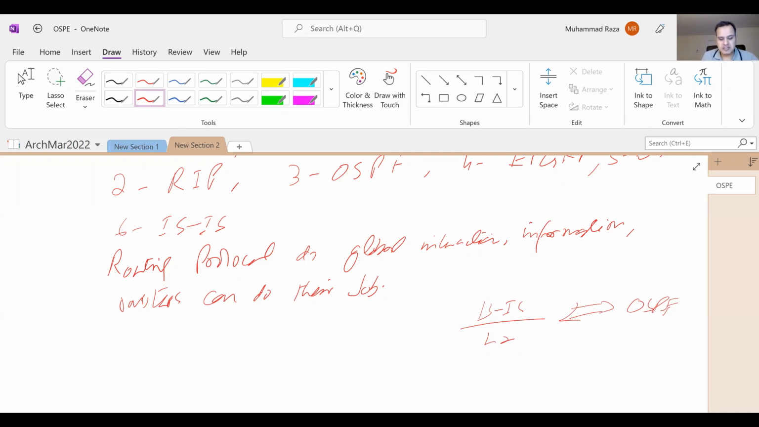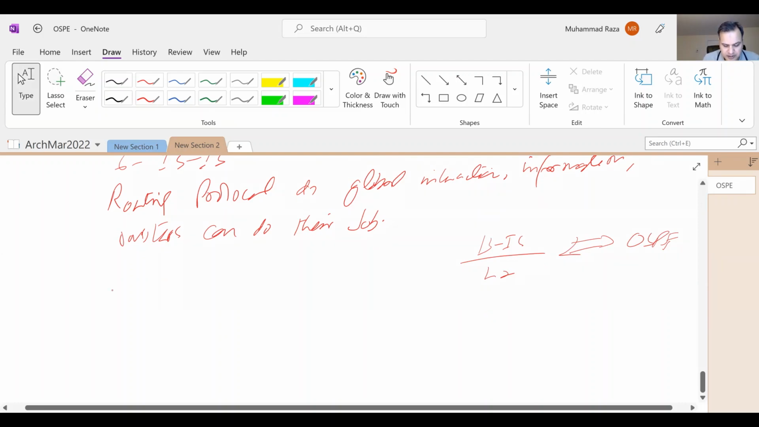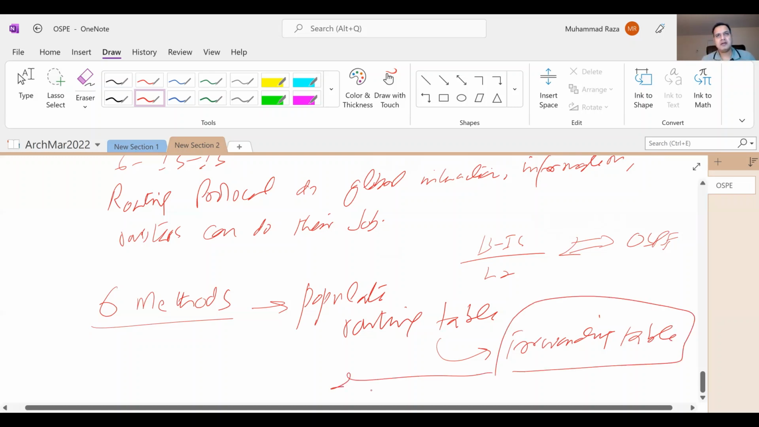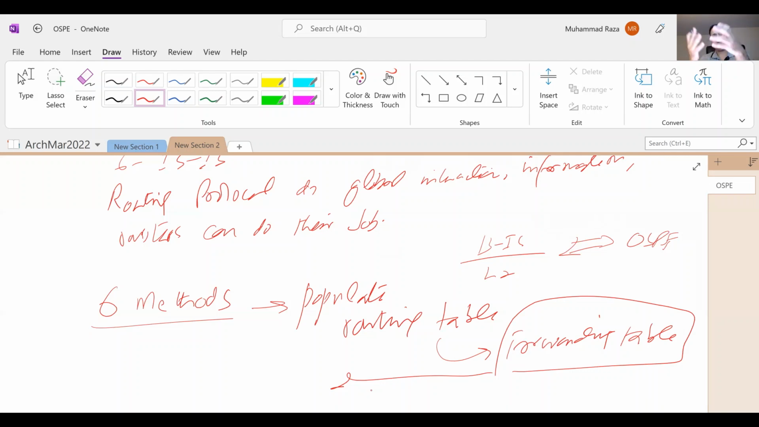So all of these 6 alternatives which we wrote over there, all these 6 methods, they populate the routing table. Once the routing table is populated, we use that routing table to make the forwarding table. So once I have this forwarding table, then I look at the addresses. That's what layer 3 does, right? And I make the decision where I should send it out of my local interfaces.